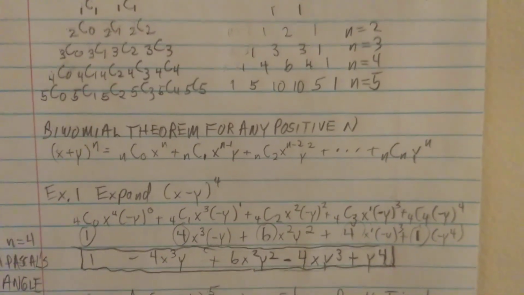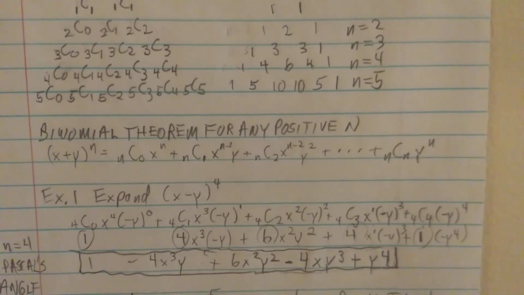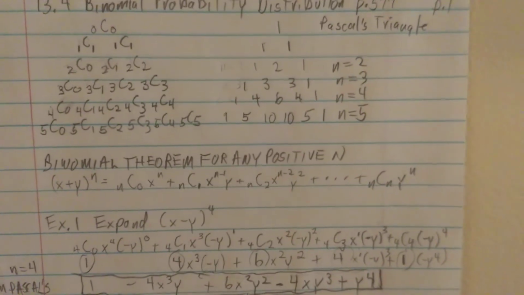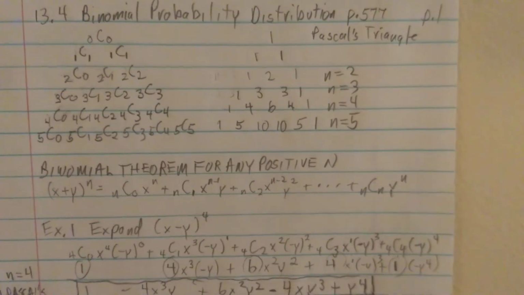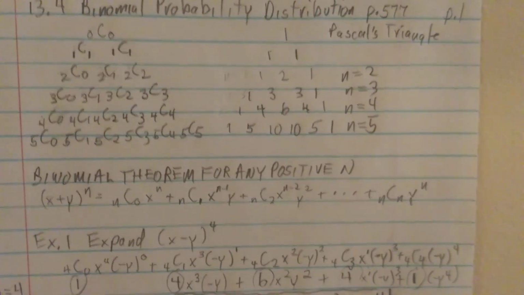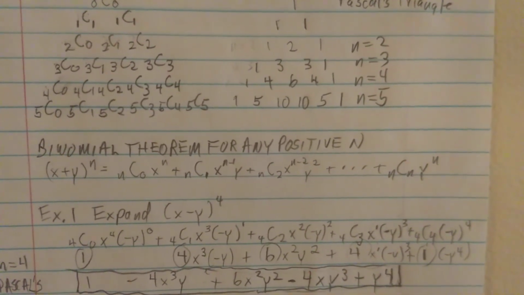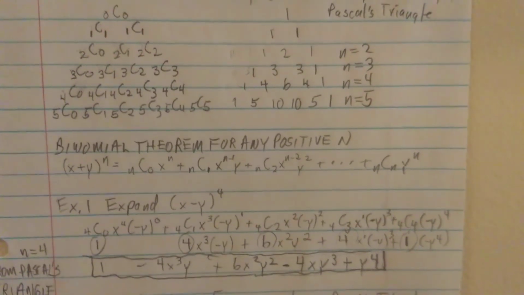And now 1, 3, 3, 1 is for n equals 3, which is 1 on the ends, and then above the first 3 is the 1 and the 2, which we add, and then above the second 3 is the 2 and the 1, which we added to get the 3. And so that's for (x + y)^3. That would be the coefficients for that.